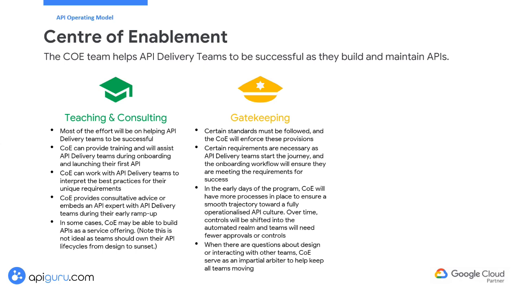Over time, many of these controls will shift to automated systems, reducing the need for constant approvals. When questions arise about design or interactions with other teams, the COE acts as an impartial arbiter, helping to keep everyone aligned and moving forward.